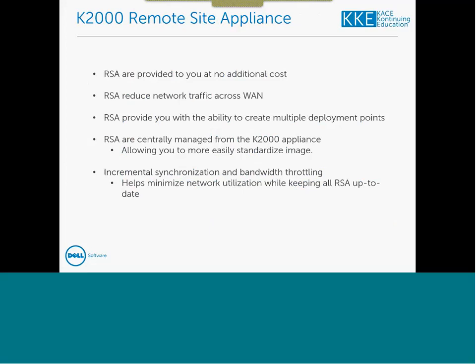K2000 remote site appliance. We can also create multiple deployment points. And the RSAs can all be managed centrally from your main K2000. So once it's set up, there's no need to go there, not even any need to go into that console. So you can manage that. We can also do incremental synchronization, which is also very practical. And as for the K1 synchronization, we can do throttling, so quality of service, so we can maintain uptime. Again, this is very important when we're copying large quantities of files.